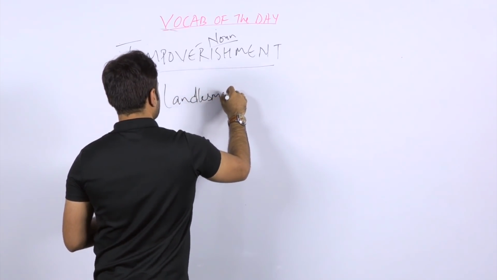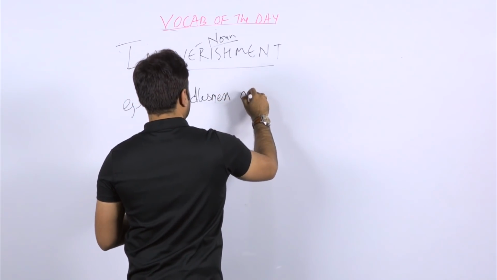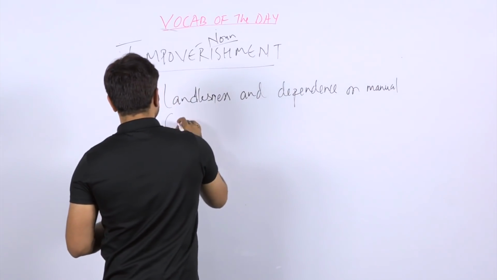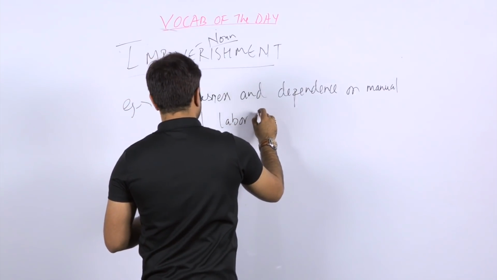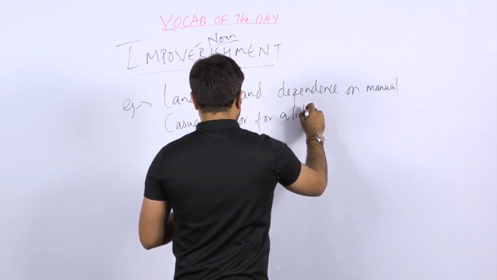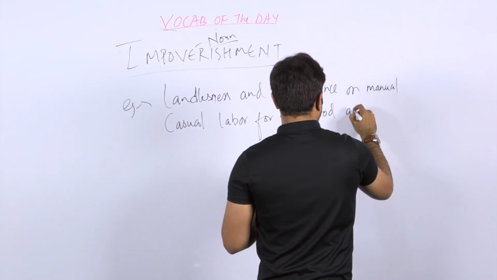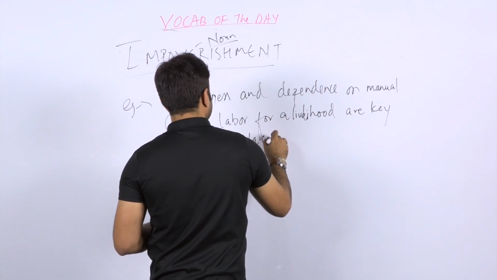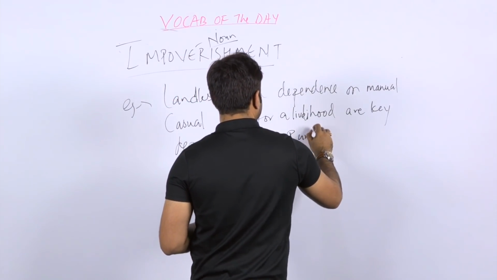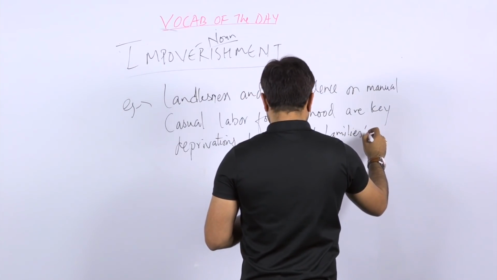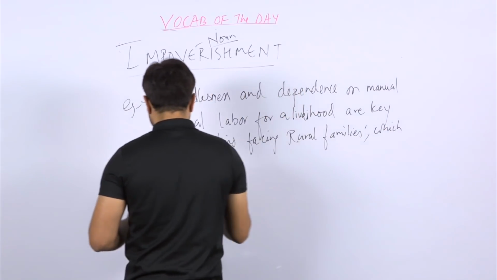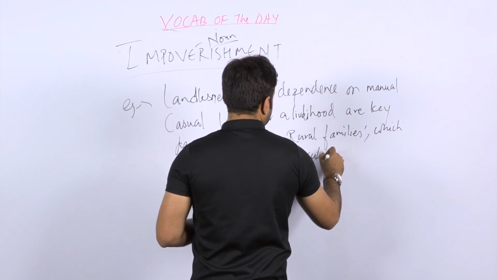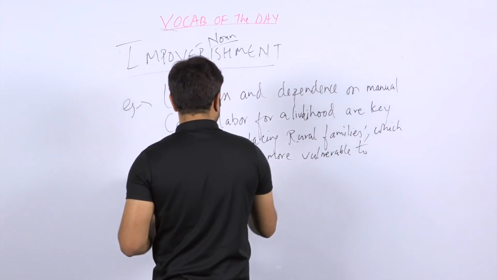Landlessness and dependence on manual casual labor for a livelihood are key deprivations facing rural families, which make them far more vulnerable to impoverishment. Now it's a pretty lengthy sentence, don't worry students.